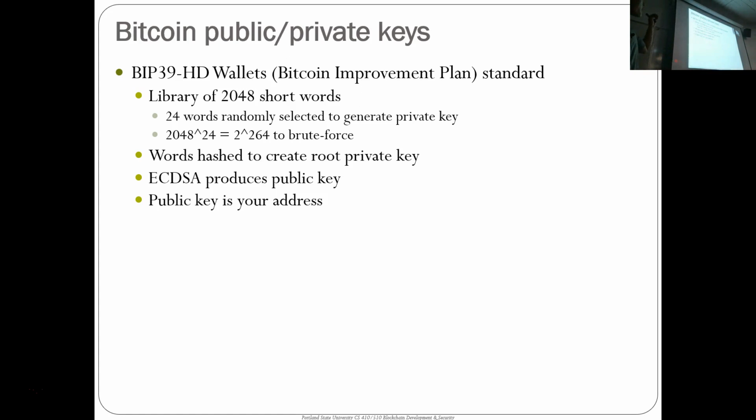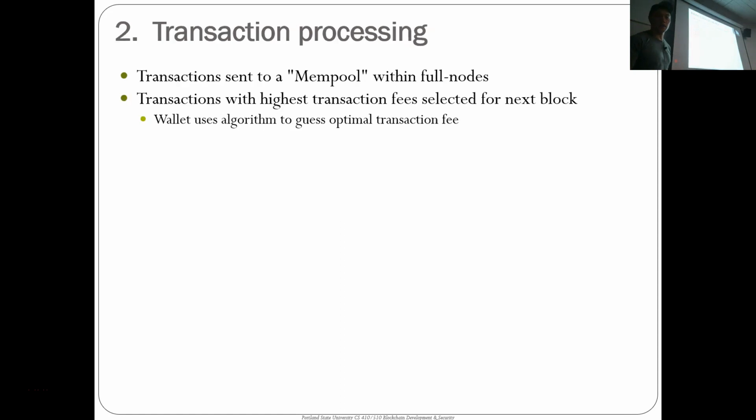The words are then hashed. So your 24 words are hashed to create your root private key, and then that ECDSA produces the public key from that private key, and then the public key is being used as your address. So that's the mechanics of the wallet.